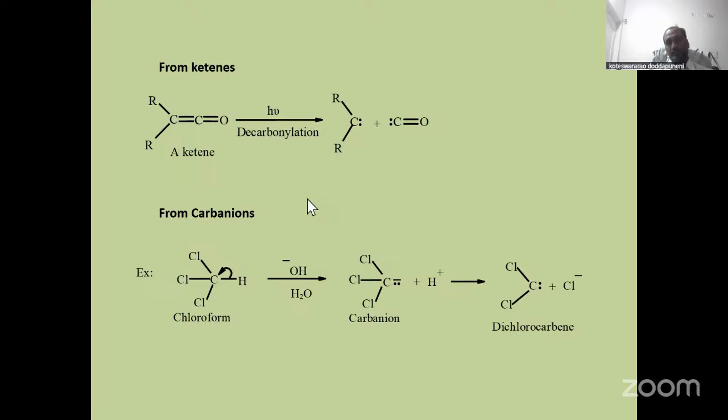Next, from carbanions. This kind of reaction generally occurs with chloroform. Chloroform is treated with sodium hydroxide or potassium hydroxide. First, it undergoes elimination of water and forms a carbanion, that is CCl3 minus. That carbanion again treats with a proton, which eliminates HCl, followed by liberation of dichlorocarbene. And other examples.